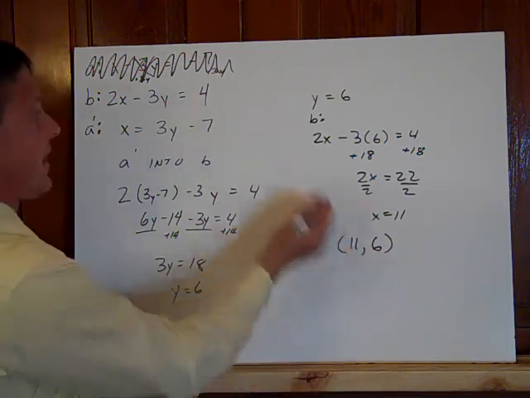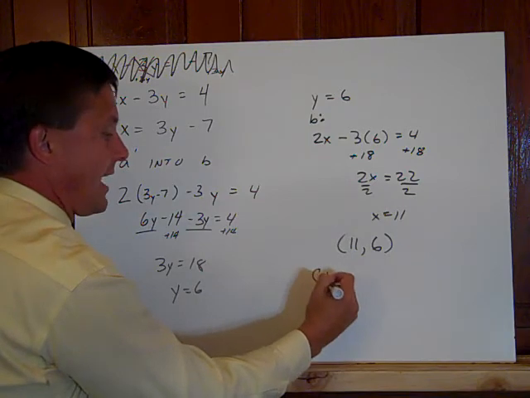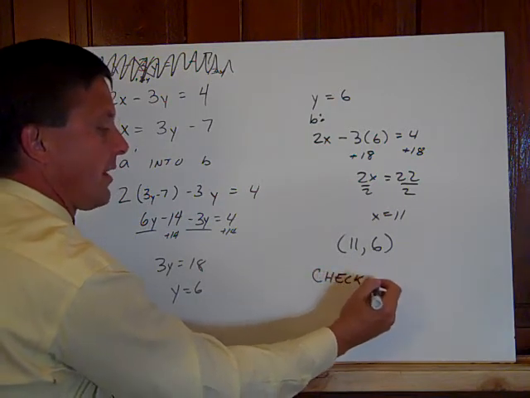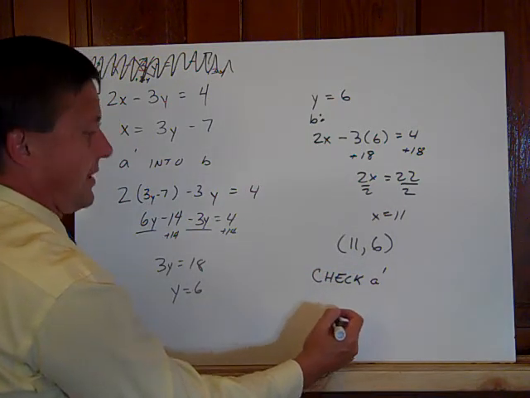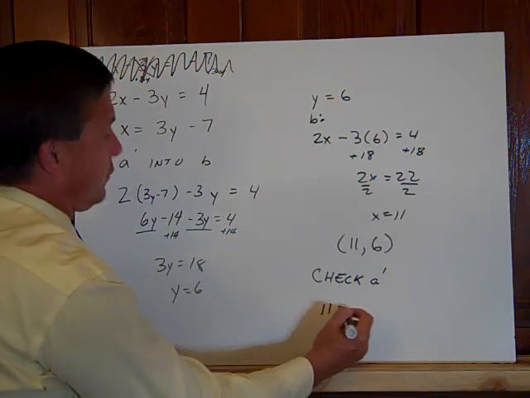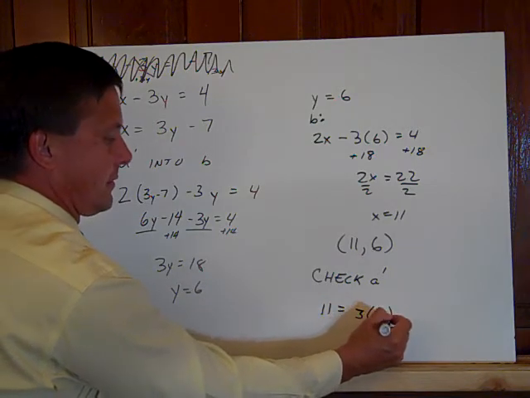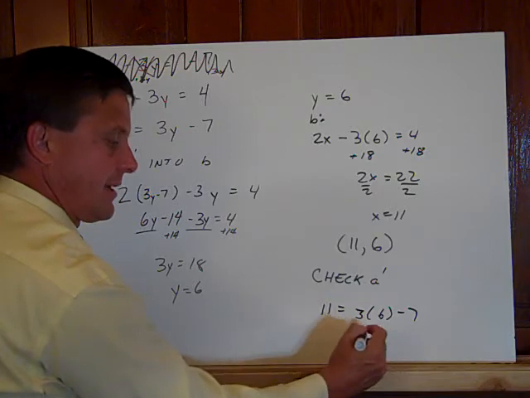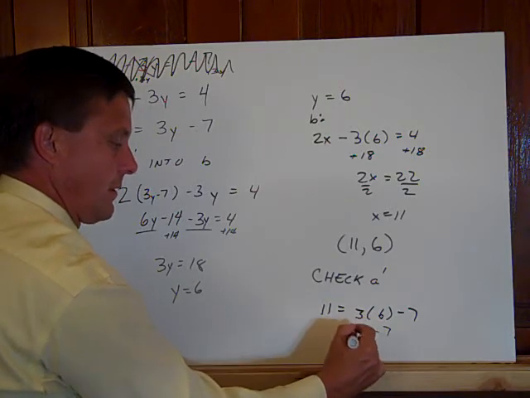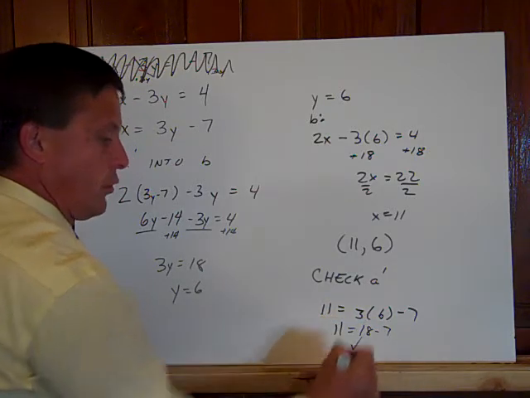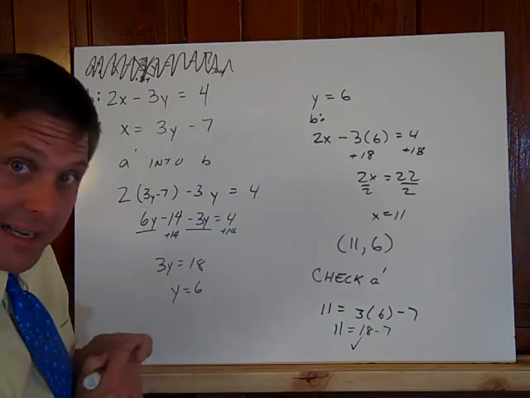Well, if I want to check this, I used B to find it this time, so I'm going to have to use A or A prime. I'll use A prime. Checking A prime this time: I get 11 equals 3 times 6 minus 7. 18 minus 7. Is that 11? Sure is. Boom. And I have just proven that answer.